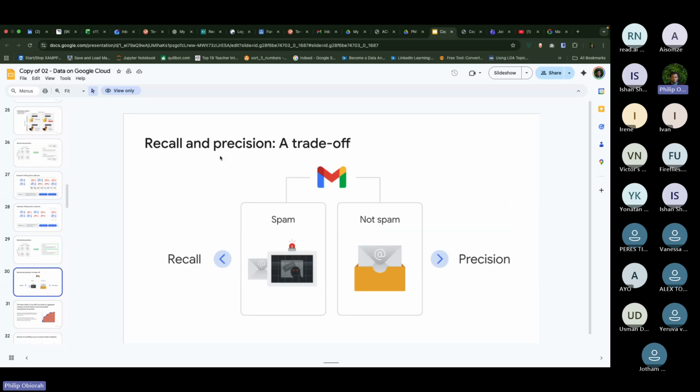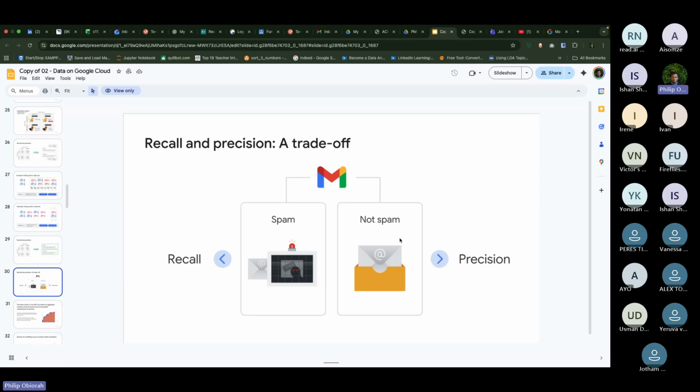All right, so we've seen this already. There's always a trade-off between recall and precision. So this is another example: spam and not spam. The algorithm that detects spam could be slightly different from the algorithm that detects not spam.